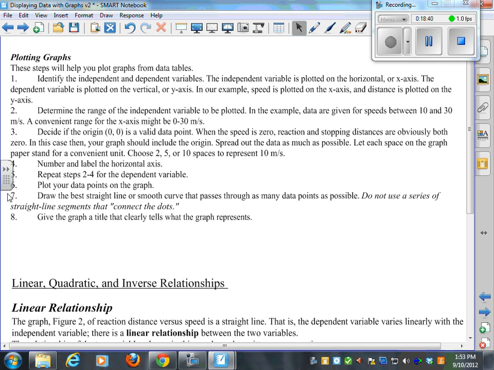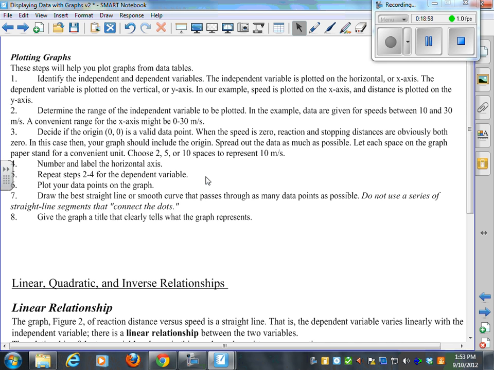please. Let each space on the graph paper stand for a convenient unit. Please don't ask me how much each space is worth. You decide. You're in grade 11 now. 10, 2, 5, 10 spaces is good. Number and label a horizontal axis, and then rinse and repeat for the y variable. Do exactly the same thing for the y. Plot your data points on the graph.